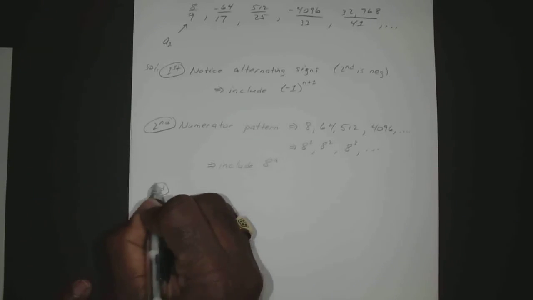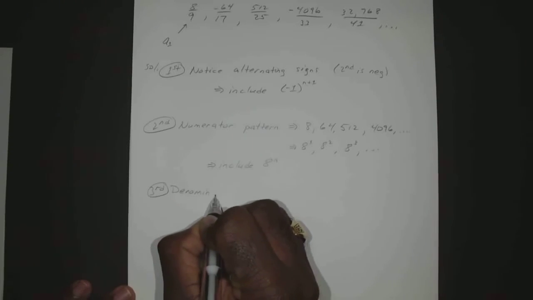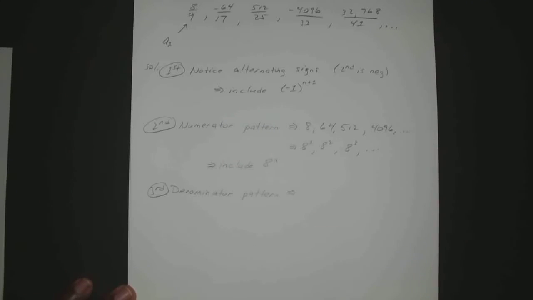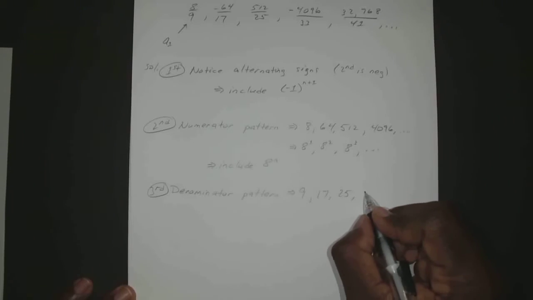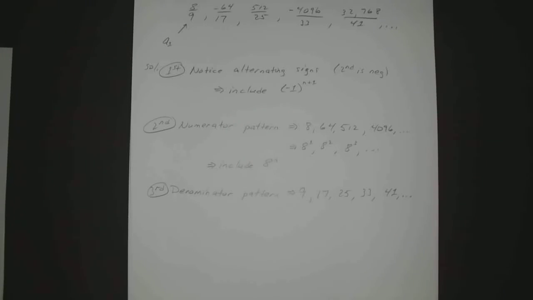Okay. Now the third step, you want to look at the denominator pattern. Where you have 9, 17, 25, 33, 41, and so on. Now, just from looking at it, nothing jumps out. So a lot of the time, if nothing jumps out, what usually helps is if you look at the distance between all of them. You can usually see a pattern there.